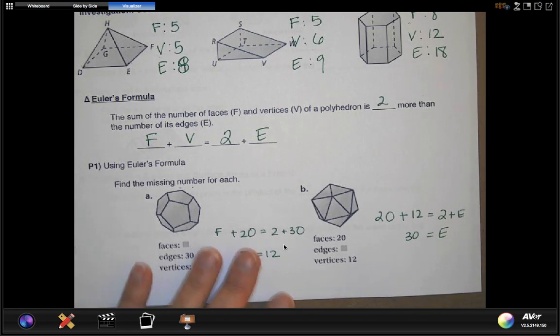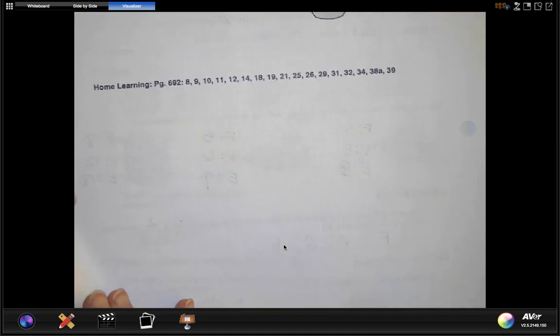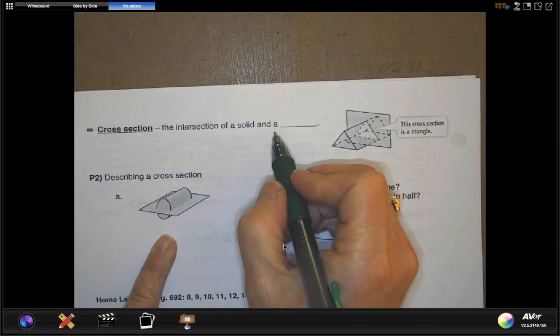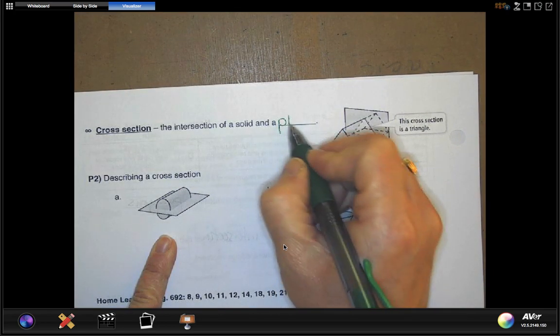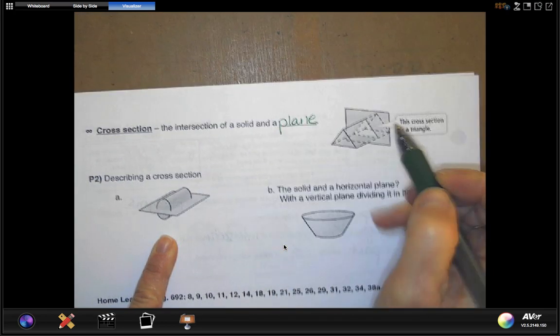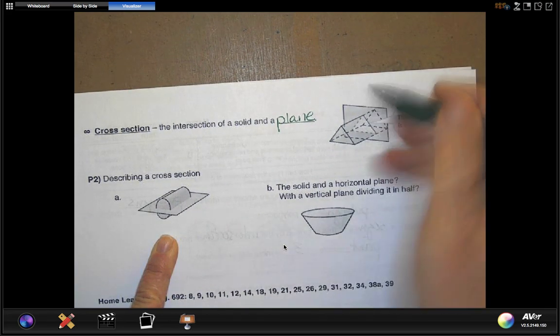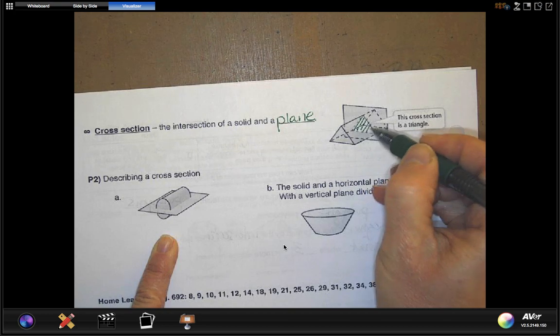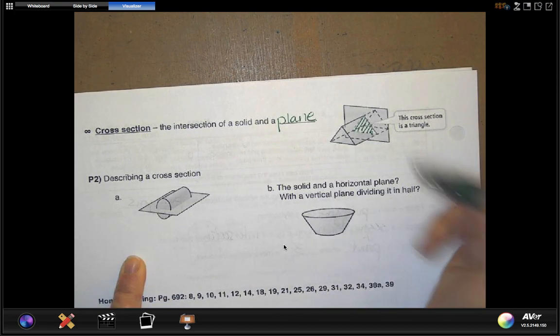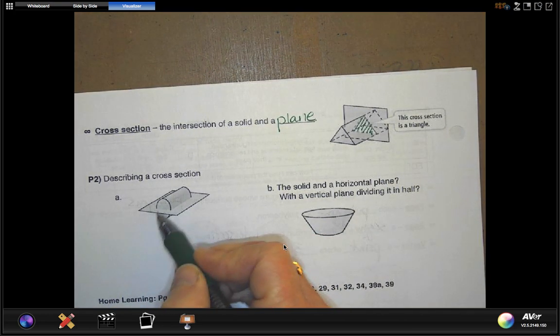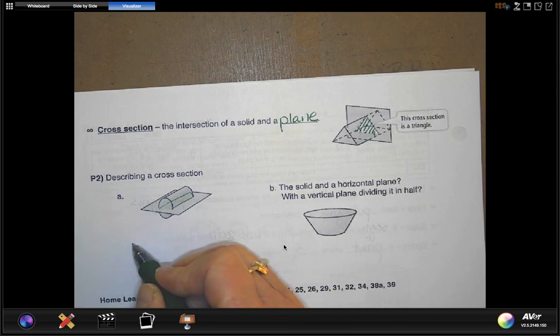All right, if we look at the back, it talks about cross-sections. It says the intersection of a solid and a plane is called the cross-section. Right here we have a prism. If we put a piece of paper down it, the cross-section right here is this triangle. In this one you have a cylinder. If you slice that cylinder, what this looks like is a rectangle.